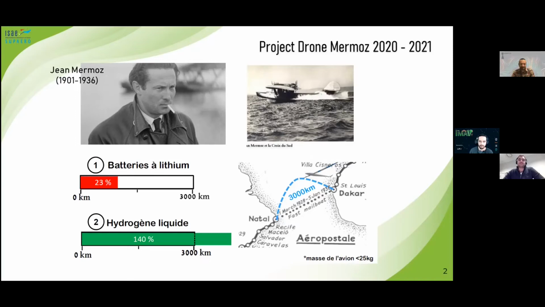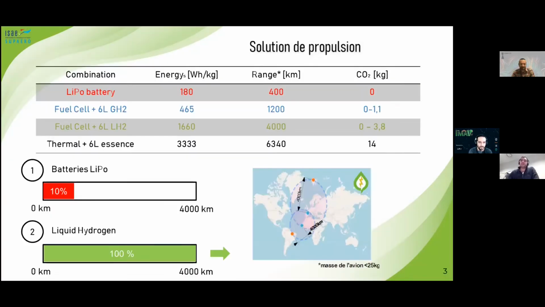Basically, what you can see, if you want to stay with the design of the aircraft which is powered by hydrogen, with a mass lower than 25 kilograms, you cannot do such a journey with classical lithium batteries. Simply, the energy density of lithium batteries doesn't allow you to do the journey. On the other hand, if you go to the more extreme option, liquid hydrogen, you can do much more than 3,000 kilometers.